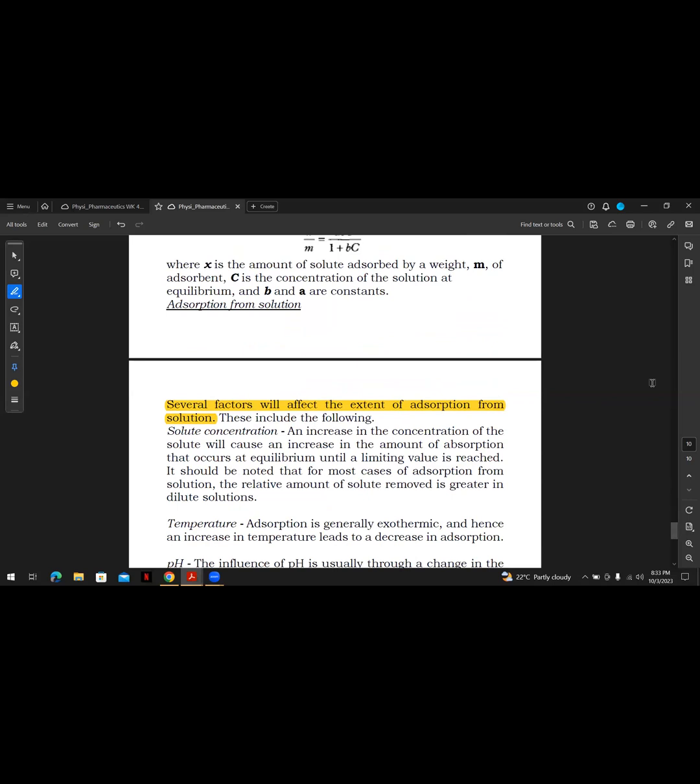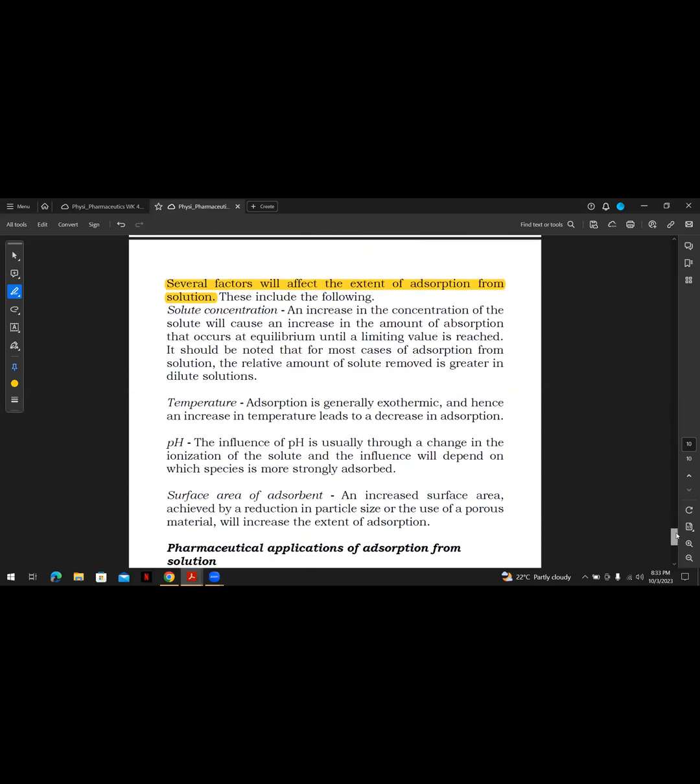So several factors will affect the extent of absorption from the solution. These include the following: solid concentration. An increase in the concentration of the solid will cause an increase in the amount of absorption that occurs at equilibrium until a limiting value is reached. I think the limiting value is where it becomes saturated.